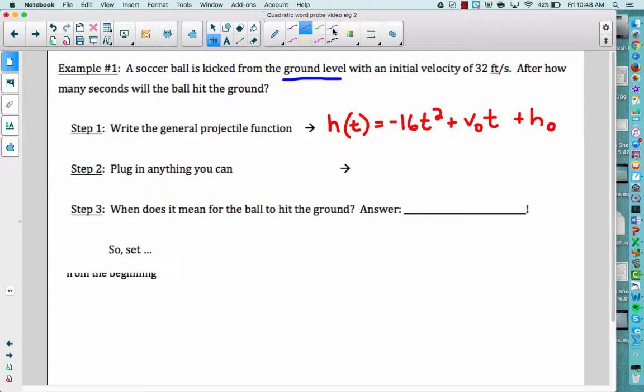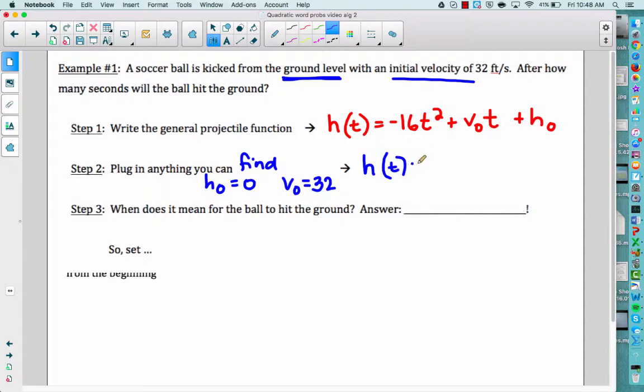Okay, now we're going to plug in what we know. Plug in anything you can find. Okay, so what can we find? We found our initial height because it's on the ground level, so h sub 0 is equal to 0. And our initial velocity is 32 feet a second, so v sub 0 is 32. So we plug both of those into our function. So h of t equals negative 16t squared plus 32t. And that h sub 0 goes to 0, so that's our equation.